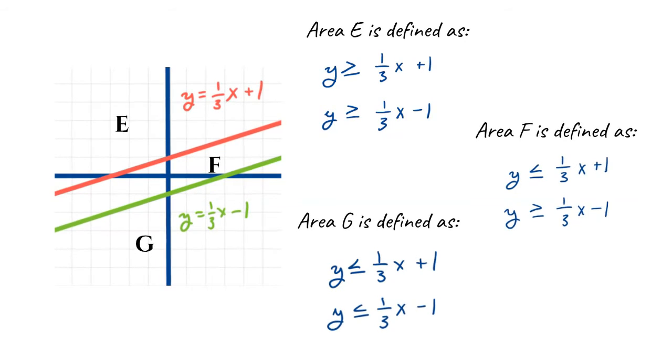Now keep in mind when evaluating these equations with a set of points that the set of points has to be true for both of these conditions in order for it to be included or considered as true for that area. And what I mean by that is if it is less than the red line but above the green line, it will not be in section G. It would be in section F. So both of those conditions have to be met.